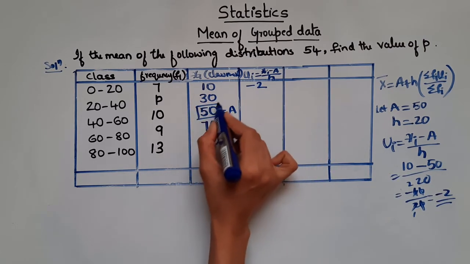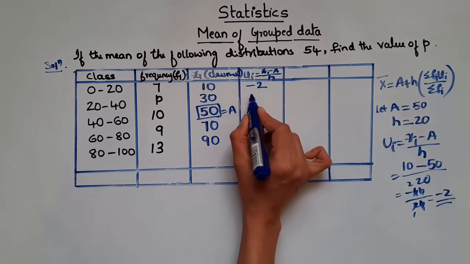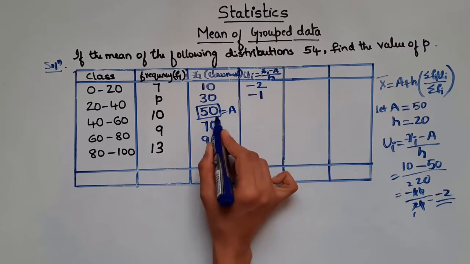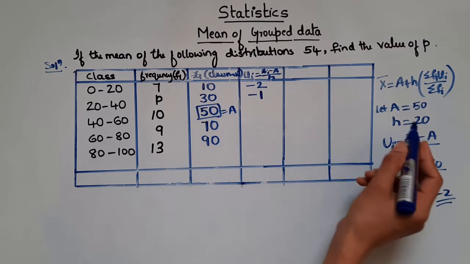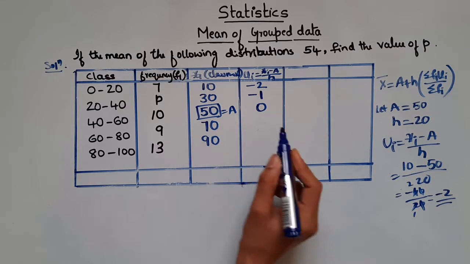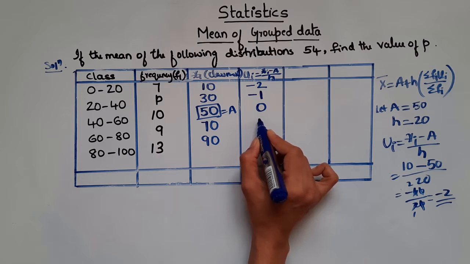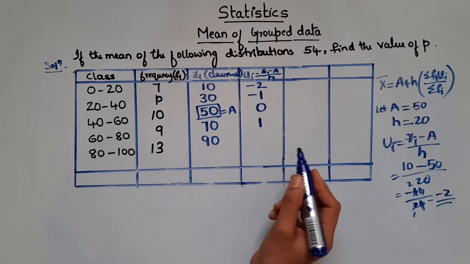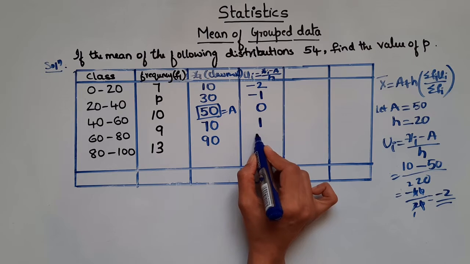Similarly, when you put xi is equal to 30 in the same equation, you will get minus 1. When you put xi is equal to 50, 50 minus 50 is 0, so 0 by something is 0. Similarly, (70 minus 50) by 20 will give you 1. And (90 minus 50) by 20 will give you 2.